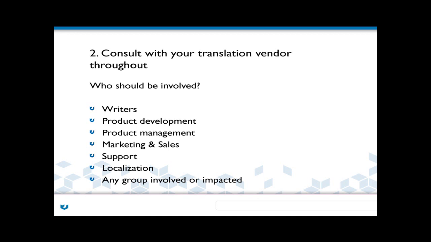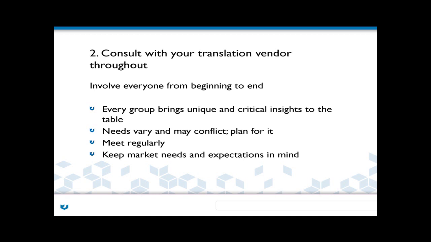Involving everyone from beginning to end is critical because every group brings a unique and critical insight to what you're doing. They may have issues that need to be addressed by other groups, and also they may have insight that will impact how other groups respond and plan. The needs are going to vary across the board. Some needs may conflict. You have to plan for it and scope it out, and in some cases duke it out until you have a plan that works for everyone.